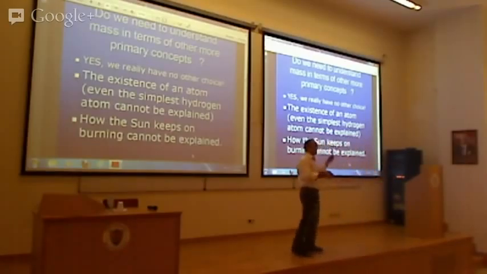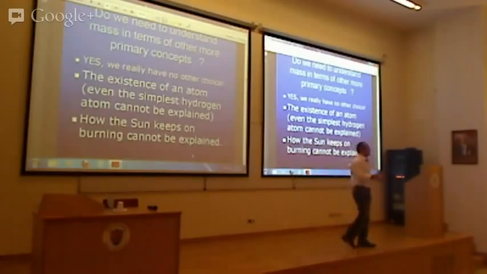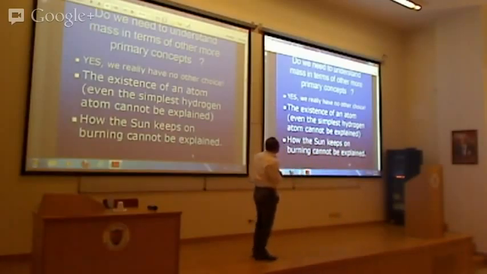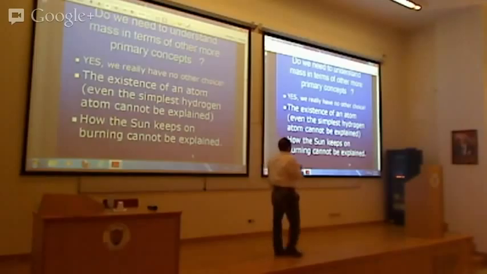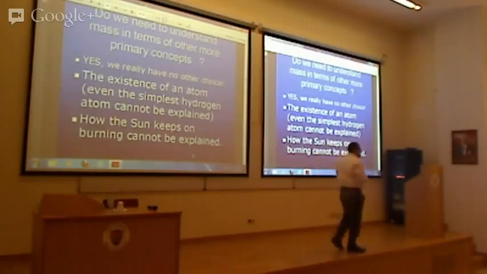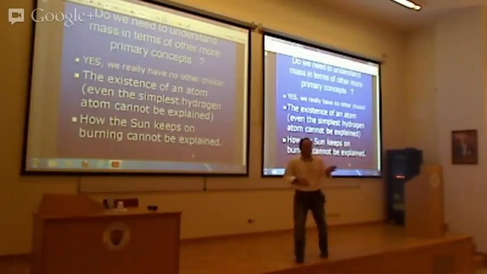Why not just take it as a property of an existing object? We cannot do that, as I will show. We have no other option but to understand mass in terms of more primary objects. Today the paradigm is interaction. We say we understand things if we can understand them in terms of interaction, essentially.